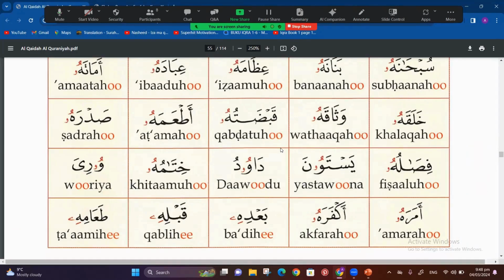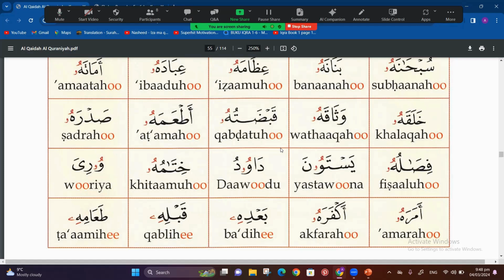Khalaqahu. So here at the end you see a small waw written here, and that is why I'm stretching the sound of hu for two counts and saying khalaqa just for one count here, and hu. Khalaqahu.